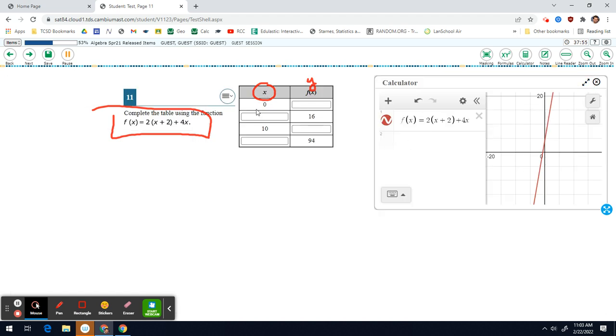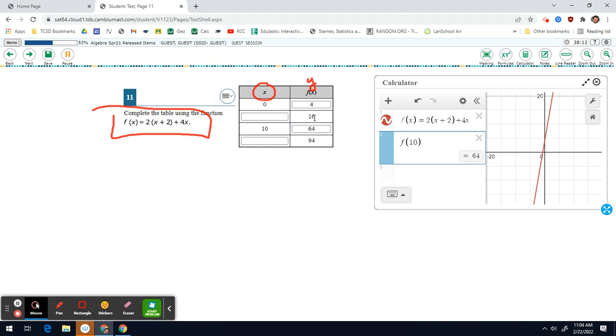So I can actually input these x values in the next table. So if I do f of 0, notice it spits out 4. So this f of x value is going to be 4. I can do the same thing if I change the 0 to a 10. That's 64. So this is 64.